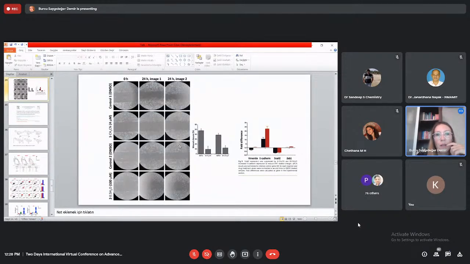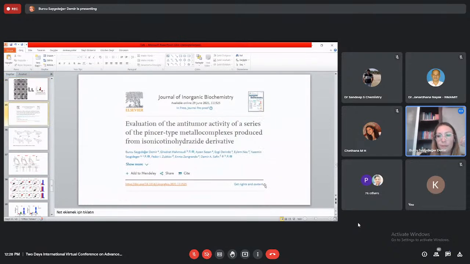This result was confirmed by examining the expression levels of some genes that are effective in metastasis: Vimentin, cadherin, snail, ZEB1. This is a newly published study that we have done with mercury and manganese complexes of nicotinohydrazone ligands.